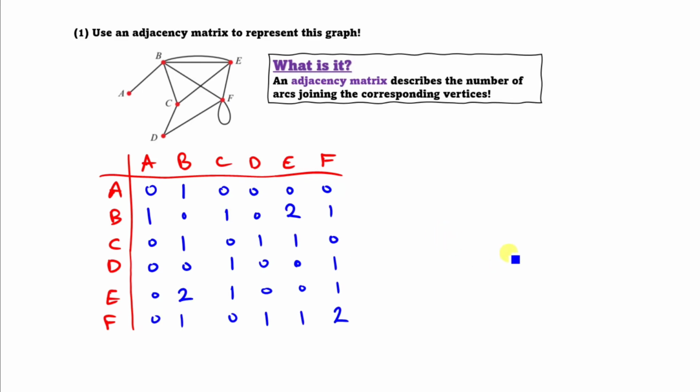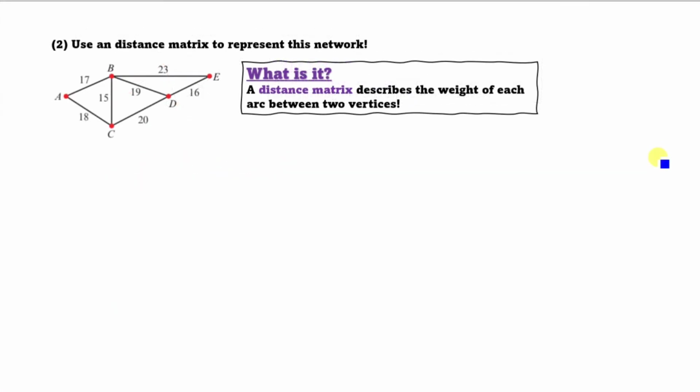Now, let's look at the distance matrix. So what is it actually? A distance matrix describes the weight of each arc between two vertices. So it's completely different to the other matrix we just saw. Here we just care about the actual value of the arc itself. So in fact, this is not too bad.